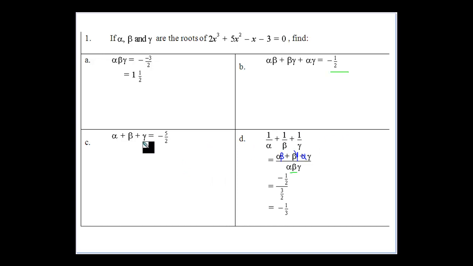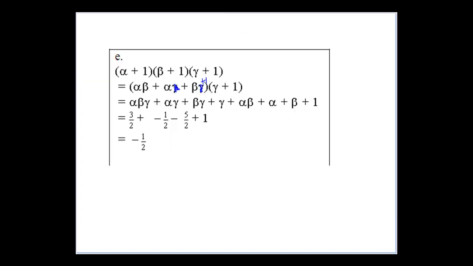So 1 on alpha, 1 on beta, 1 on gamma: get a common denominator, and we've got alpha beta, beta gamma, and alpha gamma. We get the sum of those, so it'll be minus a half over the product of the roots, which is 1.5, and we're able to solve that. So you can see we can do the same sort of things we did in the 2-unit course, but with 3 roots or 4 roots, as it may be.